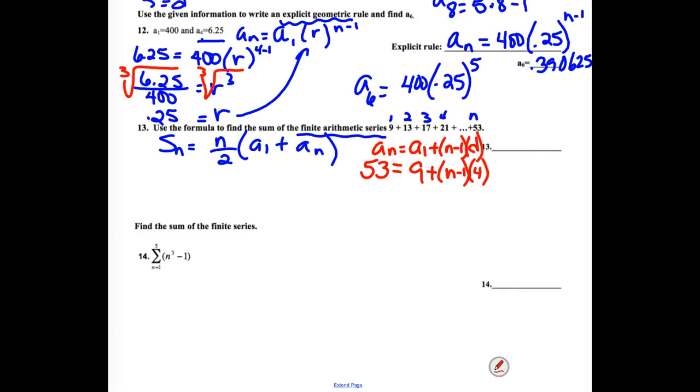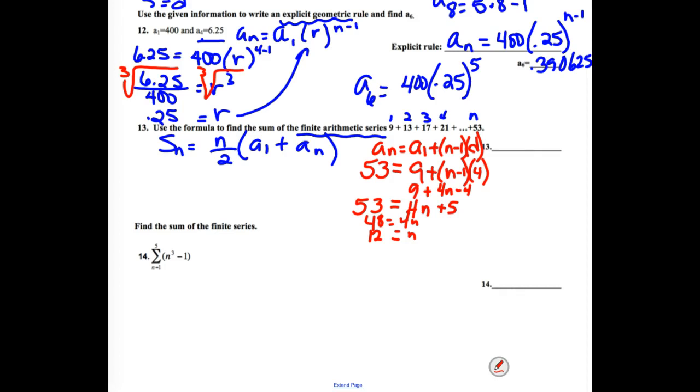Simplifying on the right-hand side, we have 9 plus 4n minus 4. That simplifies to be 4n plus 5. If I subtract 5, what do I get? So 48 equals 4n. That means n would have to be 12. So 53 is the 12th number in my list.